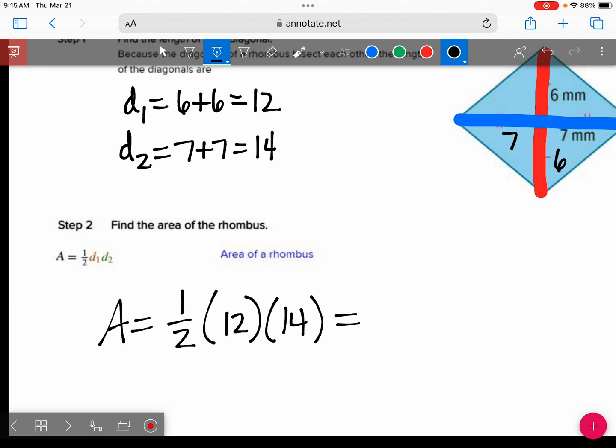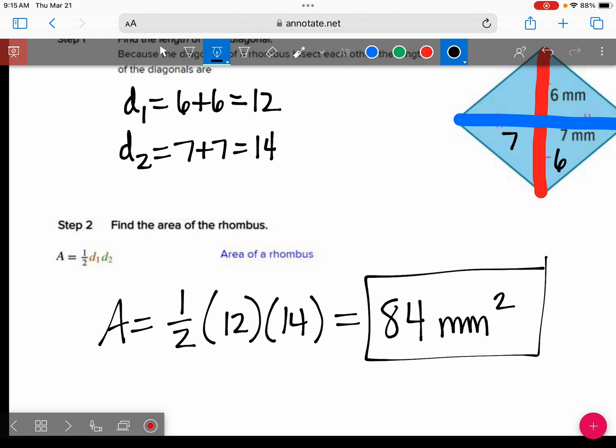And again, if you don't want to type in a fraction, you could also put 0.5 because 0.5 is the same as 1/2. So take 12 times 14 and divide it by 2. What'd you get? 84? Anybody else get 84? I don't have my answers up here. All right, so it would be 84 millimeters squared, and that would be your final answer.